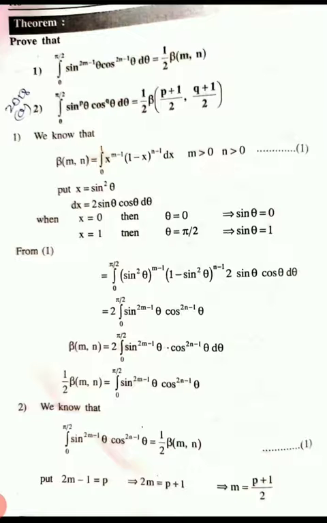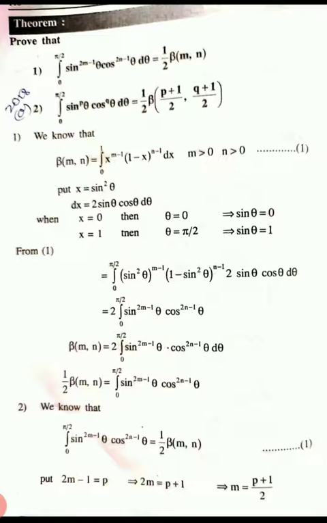Okay, see here, in the first proof we have x in the form of sine and 1 minus x in the form of cos. Okay, and its power is 2. That's why I'm taking, put x equal to sine square theta, and differentiating, we get dx as 2 sine theta cos theta d theta. As the variable changes, the limit also changes.